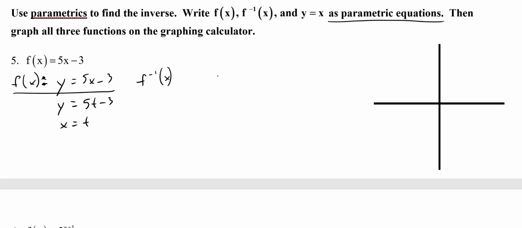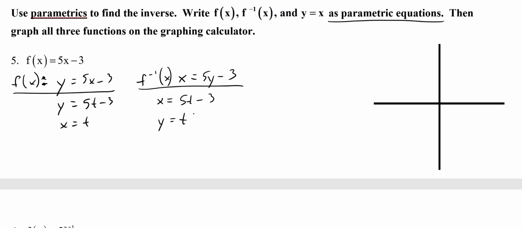So what we're basically doing is swapping. It's really x equals 5y minus 3. That's the inverse, right? You swap the x and the y values. This is the beauty of parametrics: now when I want to find the inverse, I just need to set x equal to 5t minus 3 and y equal to t. That's really sweet. I don't have to solve for anything. I literally just swap the x and y, and the calculator is going to do it for us.